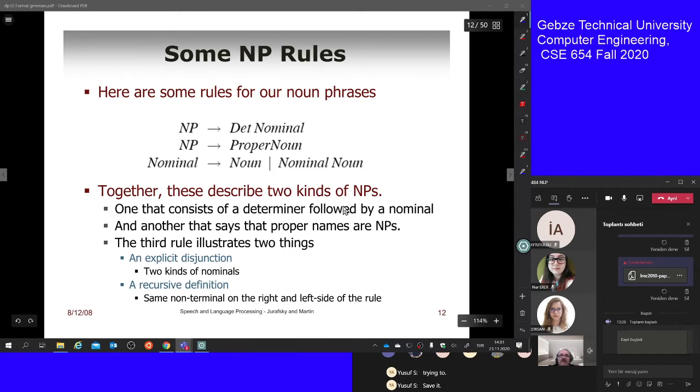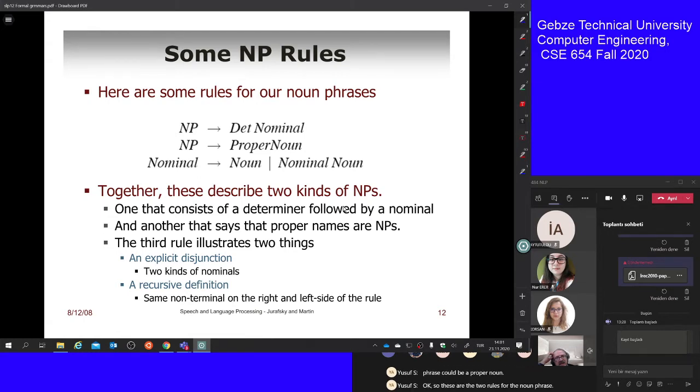Okay, so a noun phrase is composed of a determiner and a nominal. These two are again non-terminals, constituents. Or a noun phrase could be a proper noun. So these are the two rules for a noun phrase.